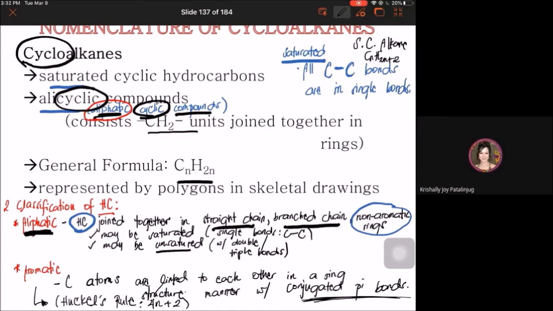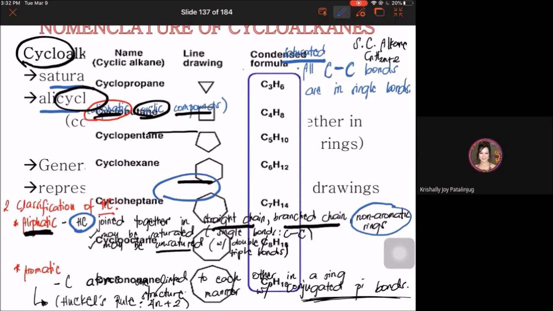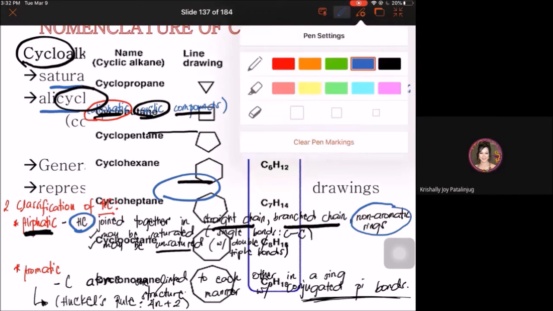A cyclic compound. So you will expect here that we will be dealing with rings, mga drawings nga naka-closed, in a form of ring. So these are usually represented by polygons. Niagi man tatanan og geometry sa junior high school. So you're familiar with polygons, di ba? So these are the following. Cycloalkanes, simple cycloalkanes. Ako sa erase ha.